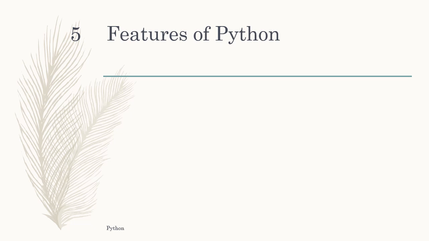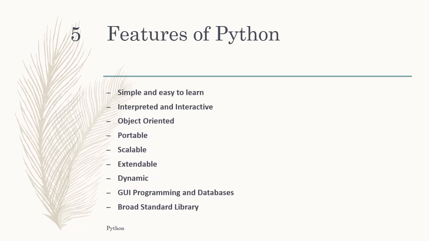And what are the features of Python? Python is simple and easy to learn. Python is a simple language with few keywords, simple structures, and its syntax is also clearly defined. It is an interpreted and interactive language. Python is processed at runtime by the interpreter. We need not compile the program before executing it. It is an object-oriented language. It supports object-oriented programming concepts that encapsulate code within objects.